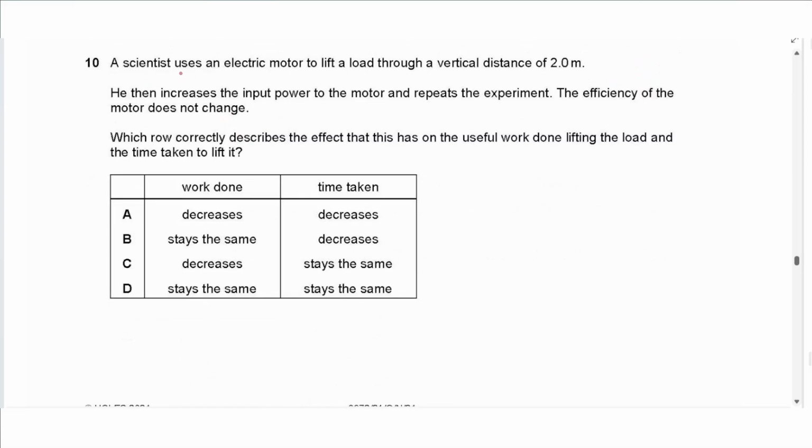Question 10 says a scientist uses an electric motor to lift a load through a vertical distance of 2 meters. He then increases the input power to the motor and repeats the experiment. The efficiency of the motor does not change. Which row correctly describes the effect that this has on the useful work done lifting the load and the time taken to lift it? So we are technically moving the same object for the same distance, so the work does not change. So it stays the same, and the time taken, if the power increased, the time will decrease. So this or this, and the common choice is B.